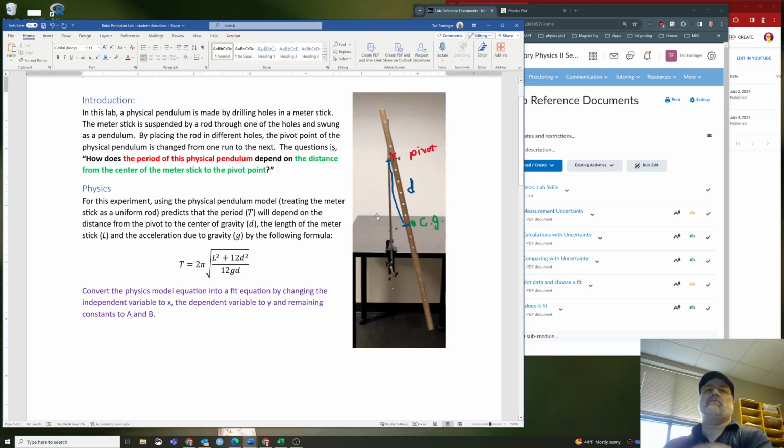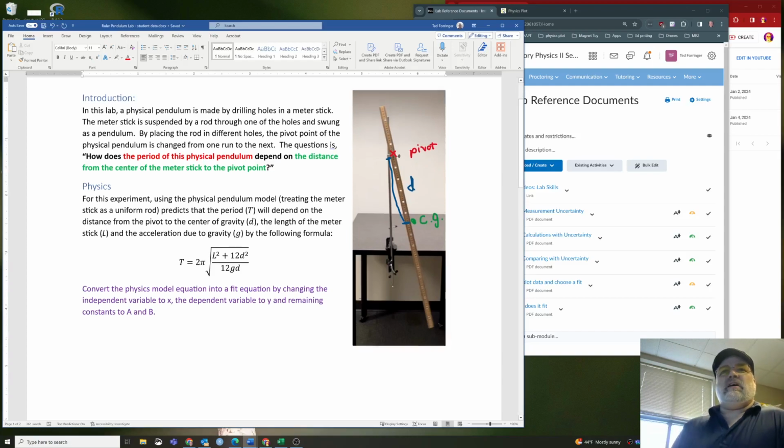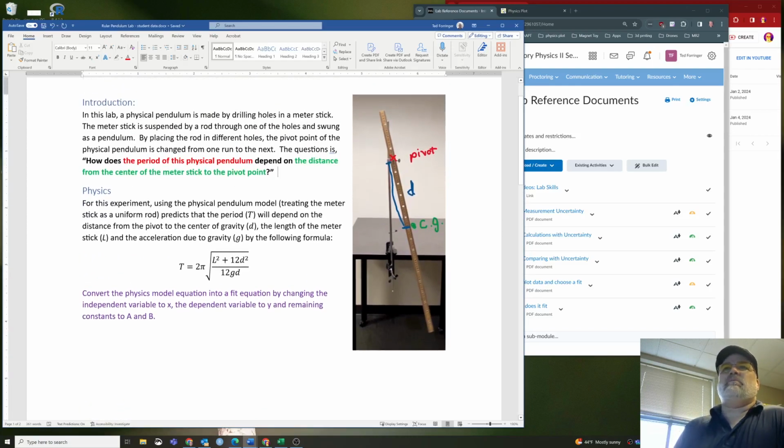Okay, so let me read it real quick. In this lab, a physical pendulum is made by drilling holes through a meter stick. The meter stick is suspended by a rod through one of the holes and swung as a pendulum. By placing the rod in different holes, the pivot point of the physical pendulum is changed from one rod to the next. The question is, how does the period of this physical pendulum depend on the distance from the center of the meter stick to the pivot point? And so every lab will have an introduction like this telling you what the experiment's about.